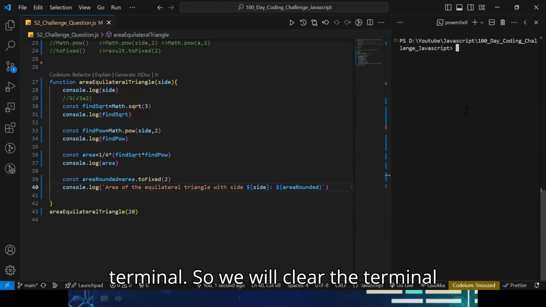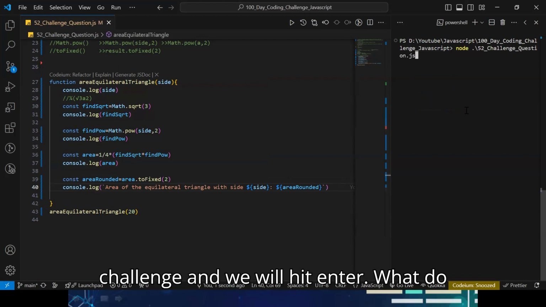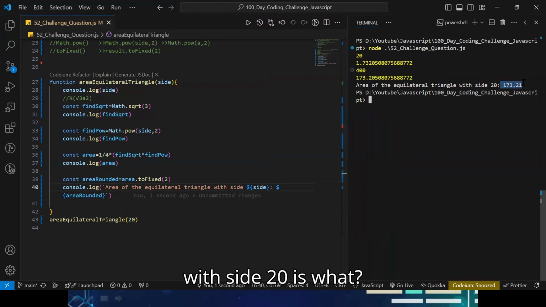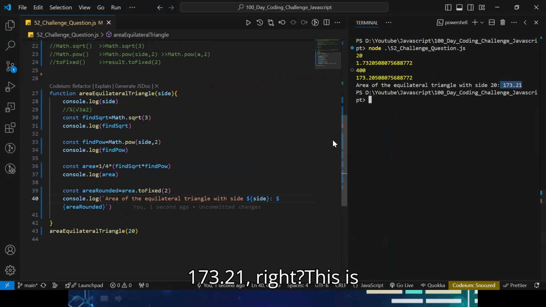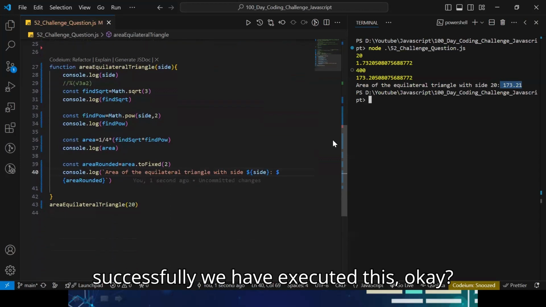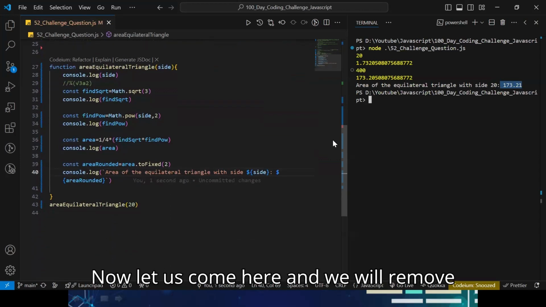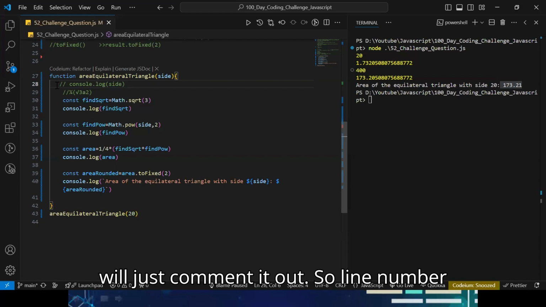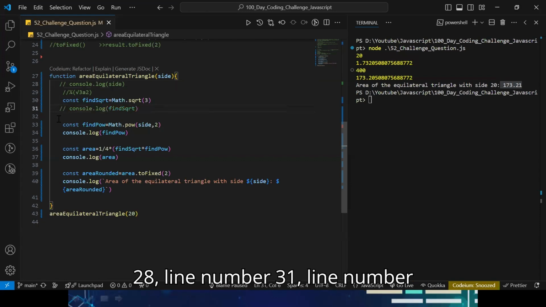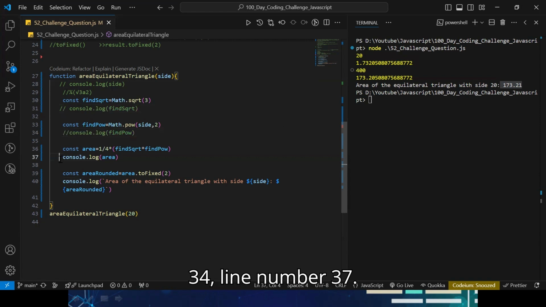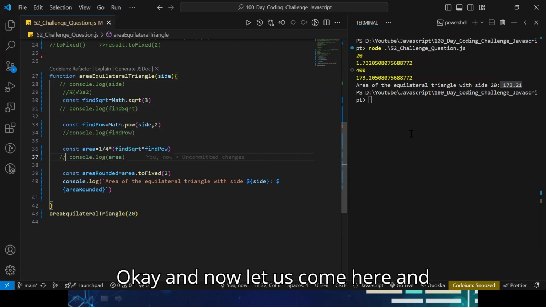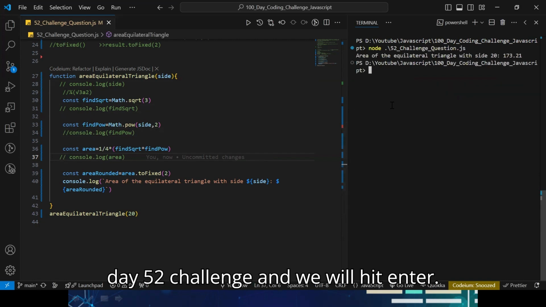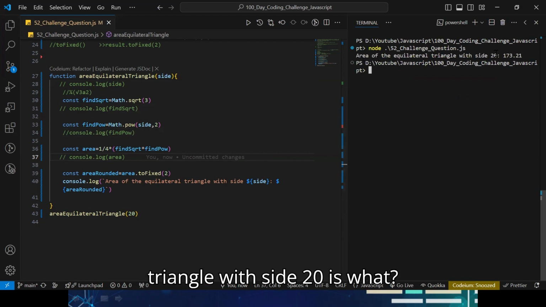So we will clear the terminal and write node day 52 challenge and hit enter. What do we get? Area of an equilateral triangle with side 20 is 173.21, right? This is what was expected from us. So successfully we have executed this. Now let us remove the other console.log statements, so I will just comment them out: line number 28, line number 31, line number 34, line number 37. And now let us clear everything and rerun it. So node day 52 challenge and we will hit enter. What do we get? Area of an equilateral triangle with side 20 is what?